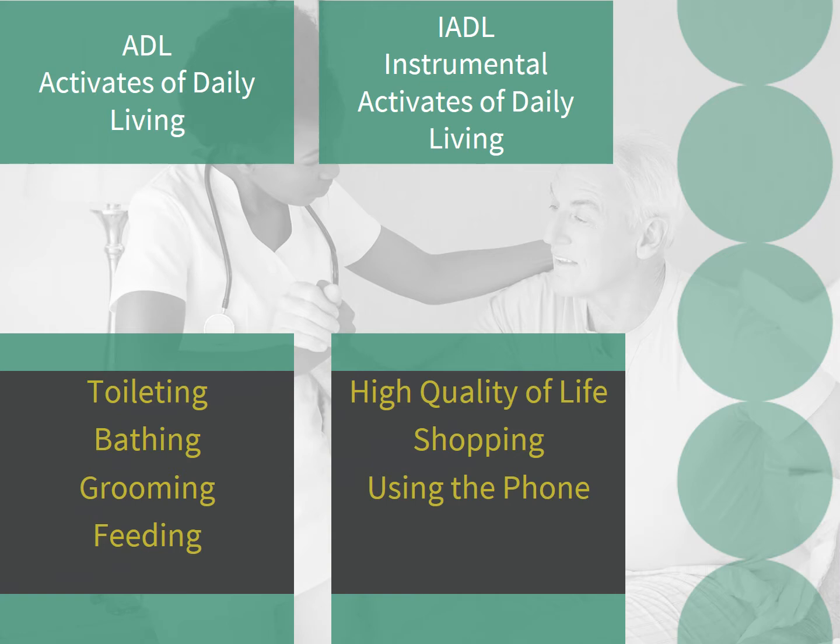Nearly 2/3 of the women and almost half of the men over the age of 85 need extensive assistance with ADL and IADL, and those are activities of daily living. Activities of daily living include common things like toileting, bathing, grooming, feeding yourself, and those sorts of things. And instrumental activities of daily living are such things as using the phone, being able to get out and shop for the things that you need to have a high quality life.